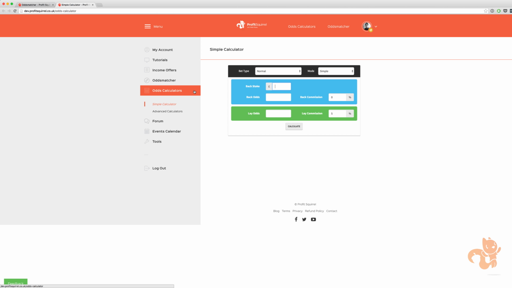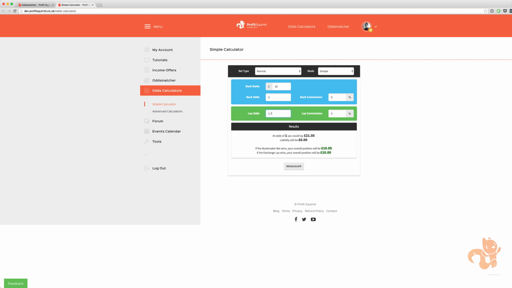So what is liability and what does it mean for us? There are two answers to this, the short one and the longer one. The short answer is that the amount listed here under liability is the amount that you will require in your exchange account in order to place your lay bet. So in this example, if you want to be able to place the lay bet of £11.49, then you'll need £9.08 in your exchange account.